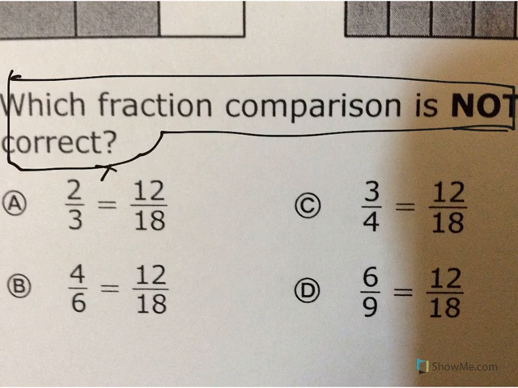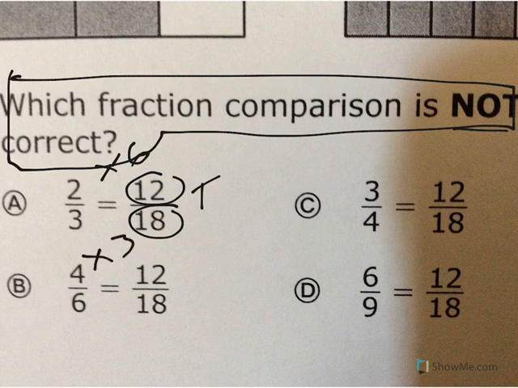So on answer choice A, it looks like they're multiplying the numerator and denominator by 6, because 2 times 6 is 12, and 3 times 6 is 18. So that is a true statement. That's a good comparison. Okay, on the next one, it looks like they're probably multiplying the numerator and denominator by 3, because 4 times 3 is 12, and 6 times 3 is 18. So that's a good comparison too. That's true.